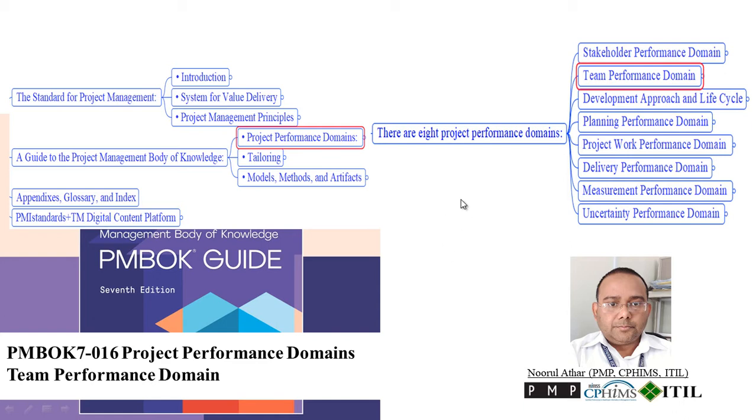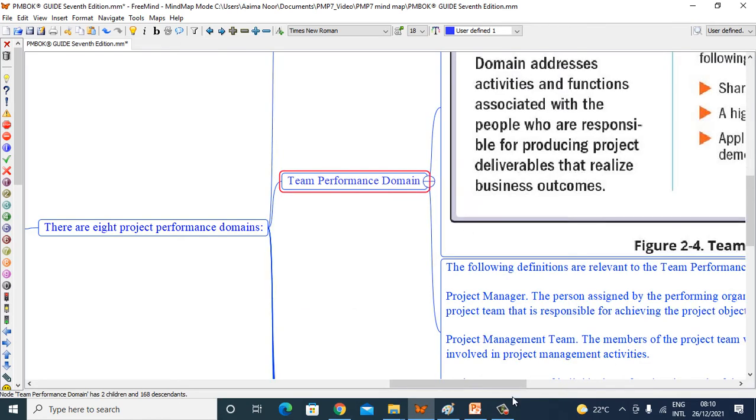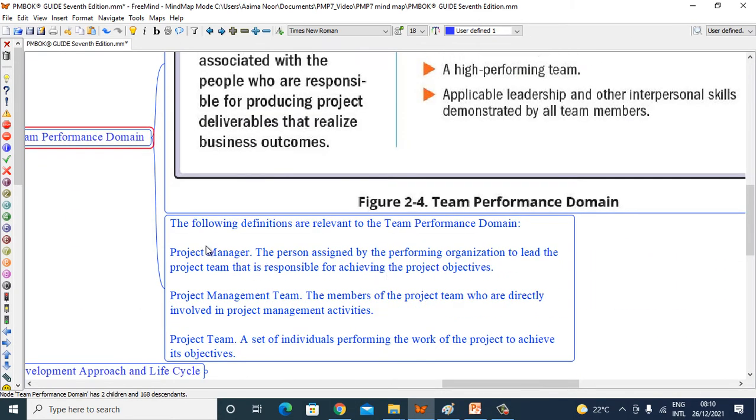In this part, we are going to explore the team performance domain. As we already know, there are 8 project performance domains. So let's start with the team performance domain. First, we'll see some definitions. The following definitions are relevant to the team performance domain.